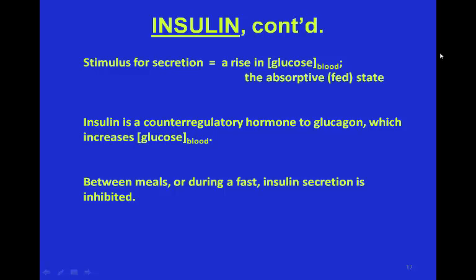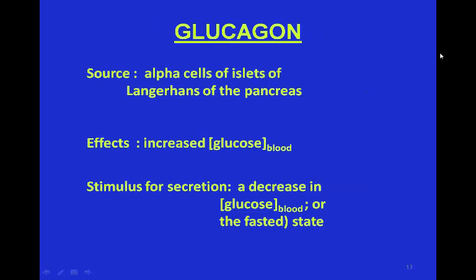If a person is fasting, or if it's during the night or between meals, insulin secretion is knocked down to basal levels, but glucagon will rise to maintain the blood glucose. So glucagon is a product of the alpha cells of the islets of Langerhans. The effect of glucagon is the opposite from insulin. Glucagon increases the concentration of glucose in the blood. The stimulus for its secretion is a decrease in blood glucose.